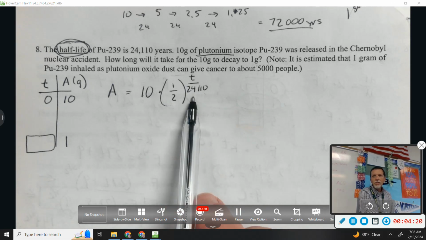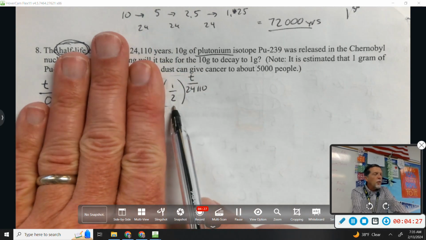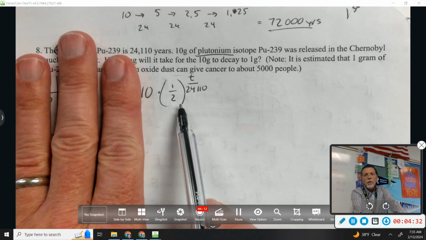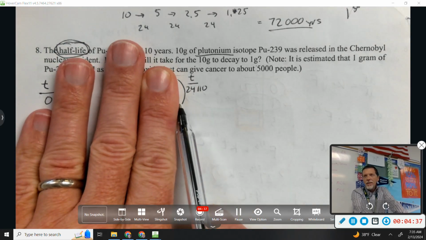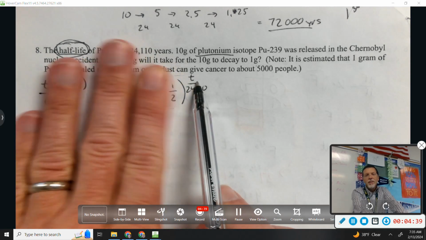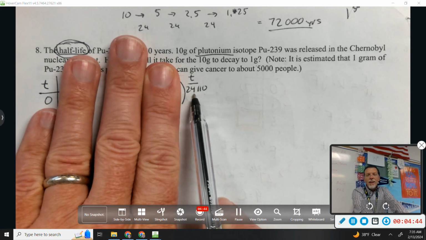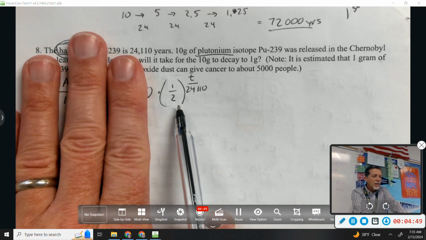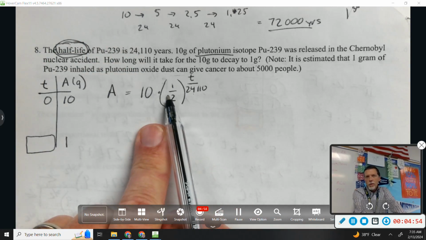T over 24,110. Okay, a few yeses, a few nos. The exponent is how many times I'll multiply by a half. Whatever the exponent is, that's how many times I multiply by a half. Well, for every 24,000 years, I need to multiply by a half. So if T is 24,110, then I'm multiplying by a half. That makes sense. If T is 48,220, well, then I'm multiplying by a half twice. But that's right, because in 48,000 years, we should cut it in half twice.